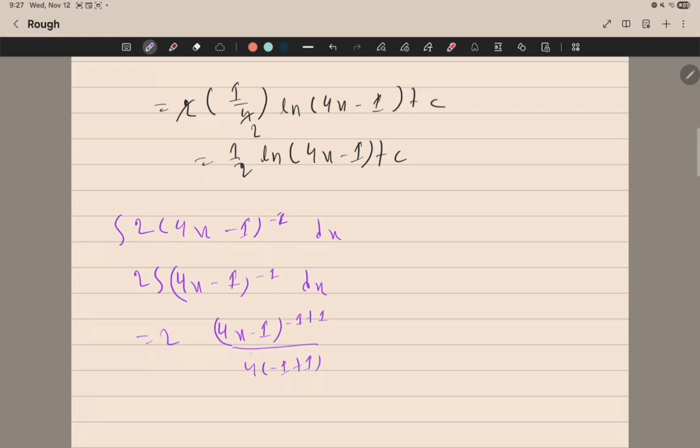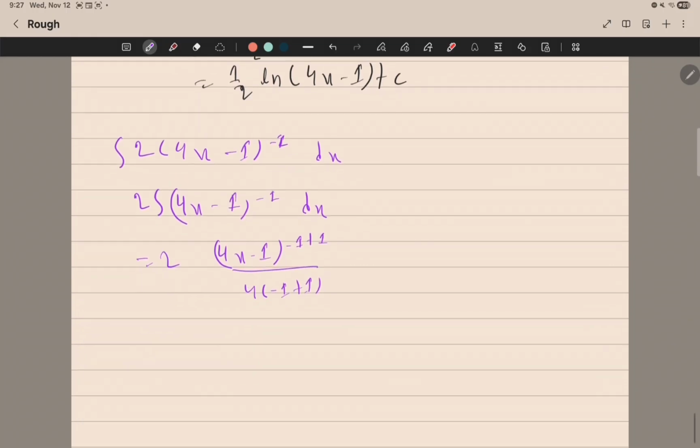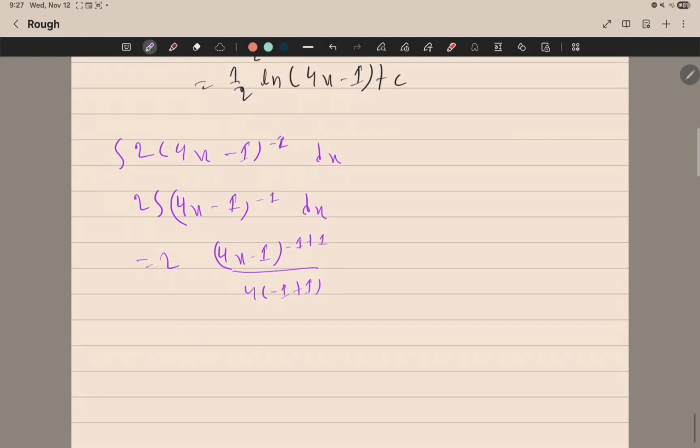I hope you understood how the 4 came. I differentiated this one. So the problem arises here. Minus 1 plus 0 is 0, so this whole thing will be 1, but 4 multiplied by 0 is 0, and anything divided by 0 is error. So I wasn't able to do it. Maybe it was possible to do it in this way, but maybe it was not.